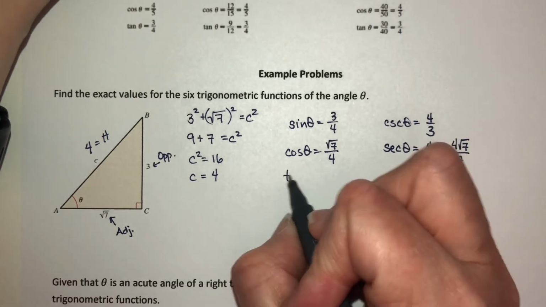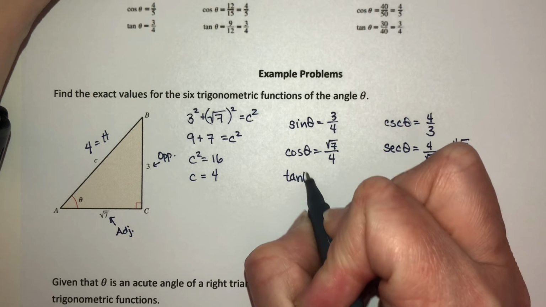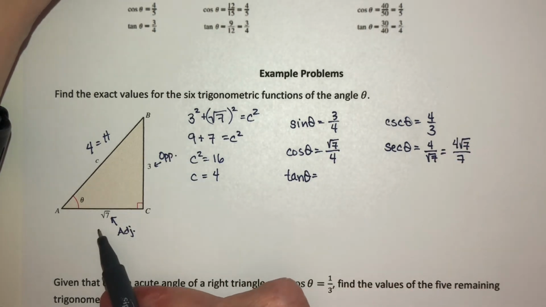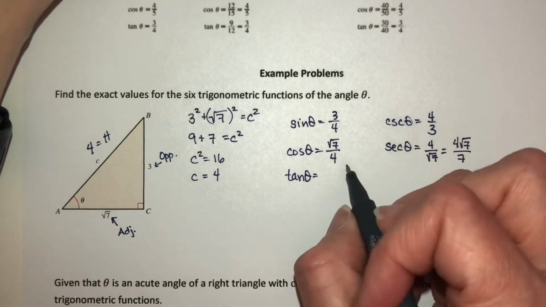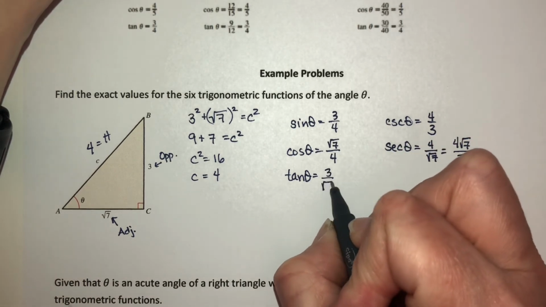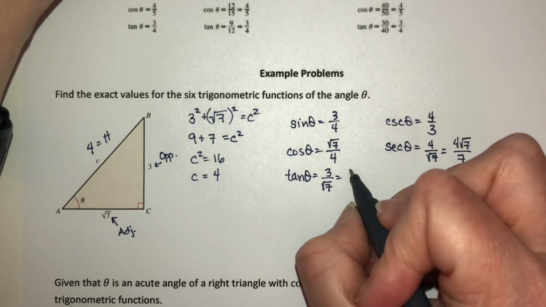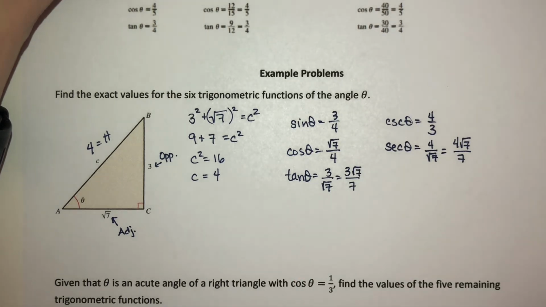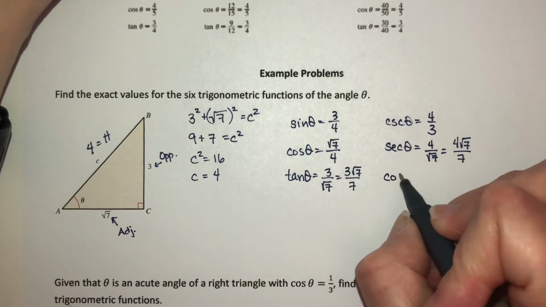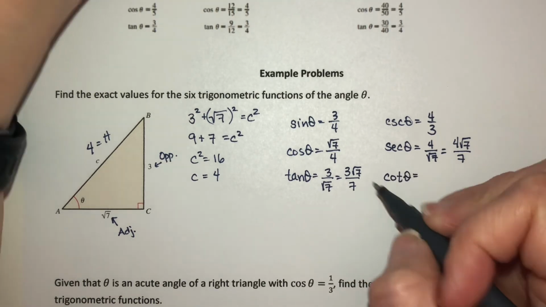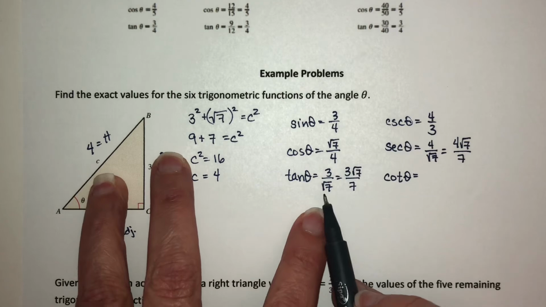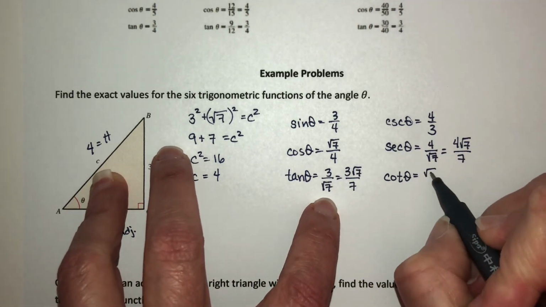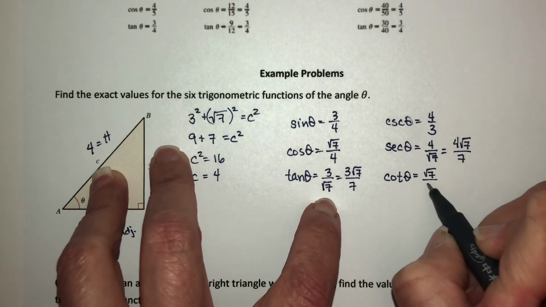Now, tangent of theta is opposite over adjacent. So that will be 3 over the square root of 7, which when you rationalize it gives you 3 square root 7/7. And then cotangent is the reciprocal of this, but if I take the reciprocal in this version, I don't have to rationalize, so square root of 7/3.